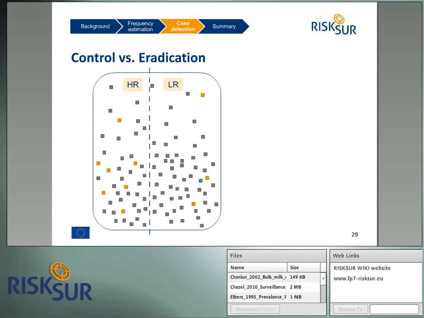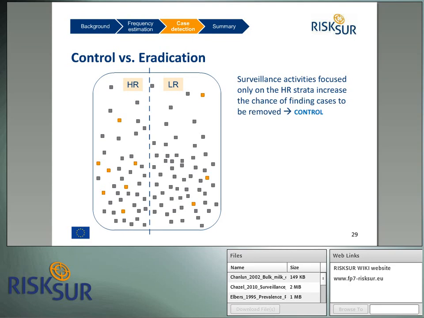Risk-based surveillance, focusing only on subpopulations at high risk, will increase the likelihood of detection and find as many cases as possible to lower the prevalence below the tolerance threshold, serving the scope of disease control. However, it will disregard a part of the population where the disease is still present, albeit with a lower probability, and therefore it will not allow us to achieve eradication.